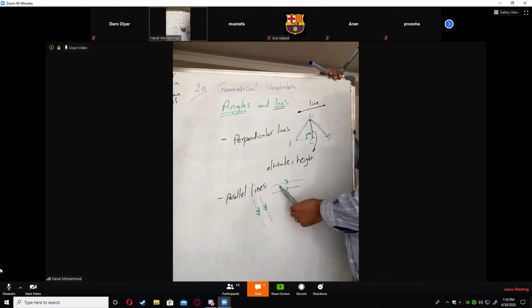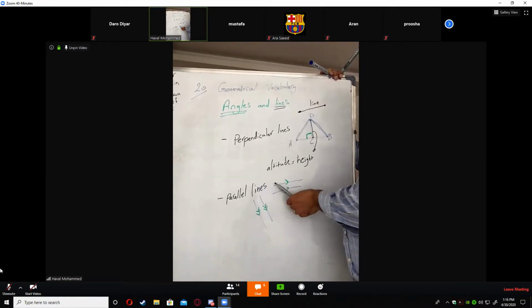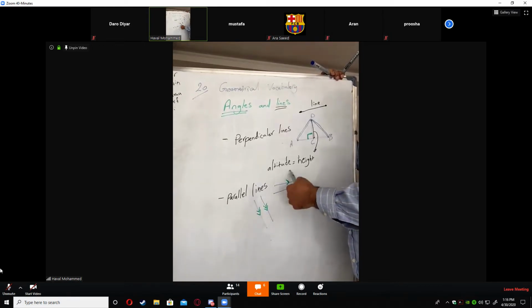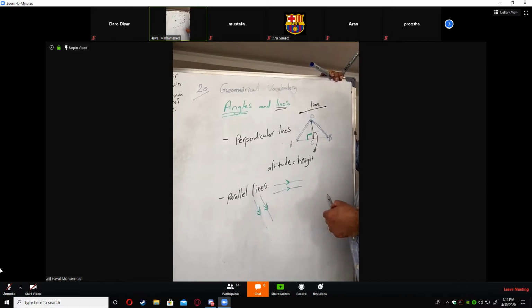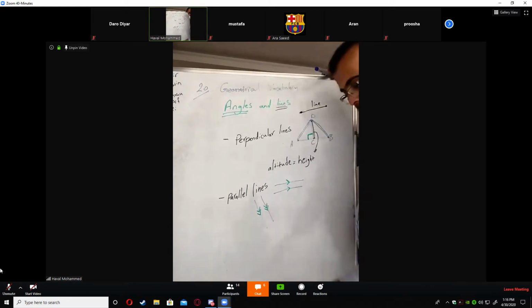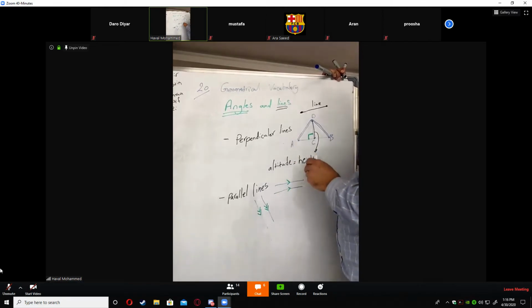If these two lines are given and they didn't mention what type of line, then straight away you should know they are parallel. If you have a parallel line, we can use this symbol to represent it. Any question? Okay, good. Now we're done with angles on a line. The next topic we will talk about is the triangle.